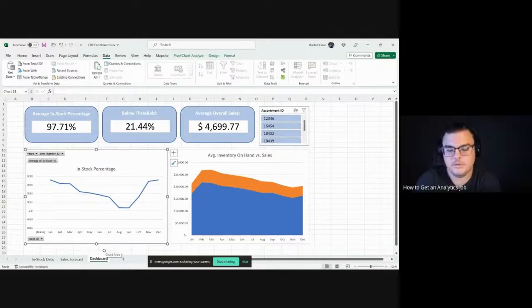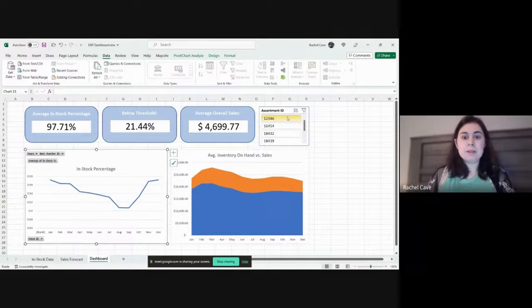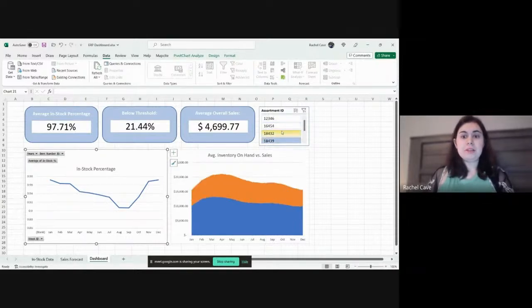Very cool. So can you drill down on one of the assortment IDs? Yeah. Okay, very cool. Yep, and it will of course change. Though you do see, for the most part, the same seasonal trends that correspond with the level of in-stock percentage.